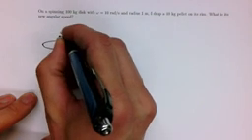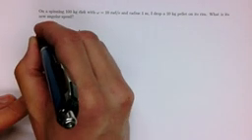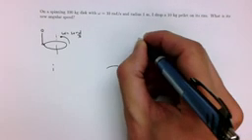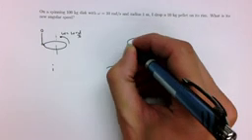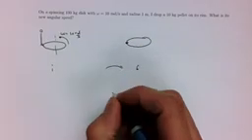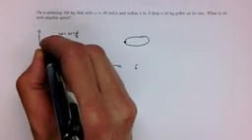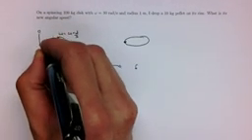So let's draw the situation. I have a disc which is going to be rotating in the counterclockwise direction at omega equals 10 radians per second, and I'm going to drop this pellet onto this rim. So this is the initial state. And then the final state is a disc with a pellet on it. And the radius here is, let's say, 1 meter.